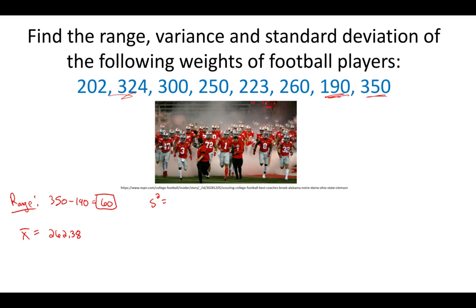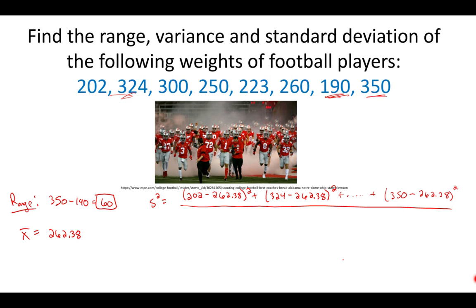So S squared is going to be 202 minus 262.38 squared, don't forget the squared part, plus 324 minus 262.38 squared. And then again, you're going to type all of these in. We're going to end up at 350 minus 262.38 squared, divided by 8 minus 1. So go ahead and do this calculation. Type this into your calculator well, and make sure you're checking your work.